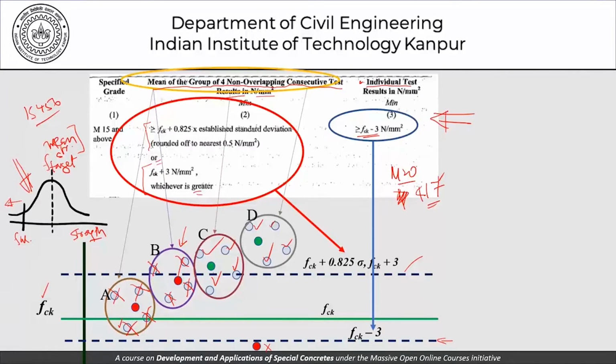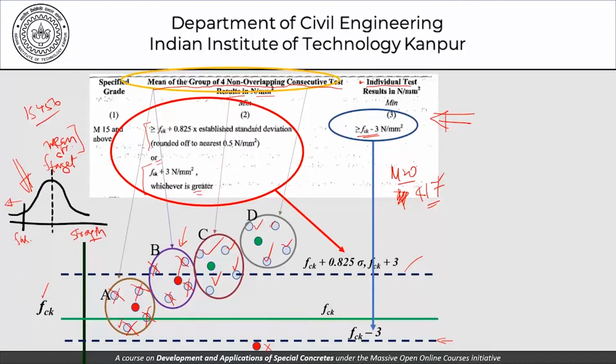Find their mean, keep checking if their mean is greater than this line, and if it is not, then all these 4 have to be rejected, and whatever the sample or whatever the part of the structure that they represent, that needs to be redone. Redoing, of course, is an extreme step because there are provisions in the code about non-destructive testing and so on in case the cube or the samples fail. So that's a different matter that we'll take up separately sometime.